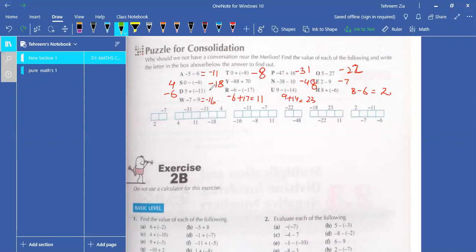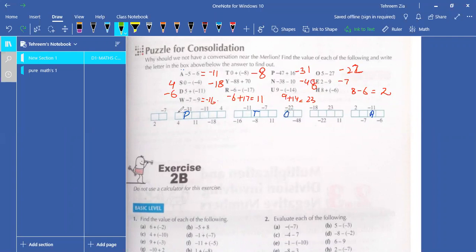So now we are going to plot them in the boxes. Minus 11 will be A. Where is minus 11? It's here, so it's going to be A. Minus 8 is going to be T. Minus 31 is going to be P. Minus 22 is O.